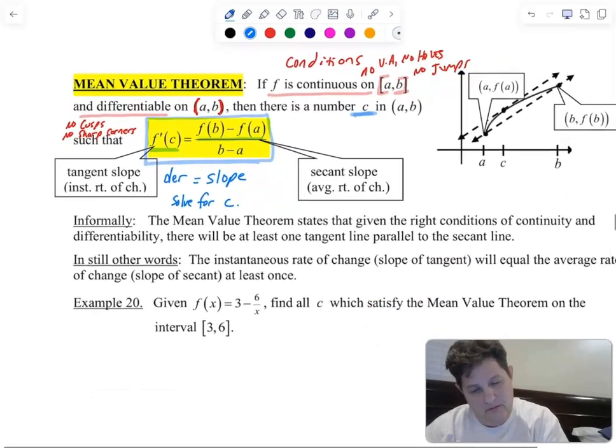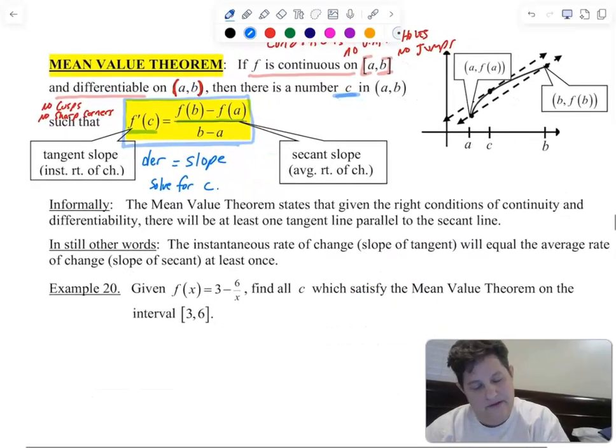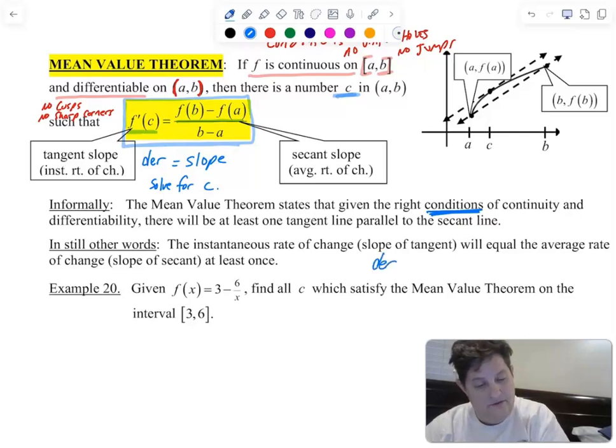Okay? So let's read this. Informally, the mean value theorem states that given the right conditions, continuity and differentiability, there will be at least one tangent line parallel to the secant line, like when we were drawing this. In other words, the instantaneous rate of change, the slope of the tangent line, will equal the average rate of change, the slope of the secant line.